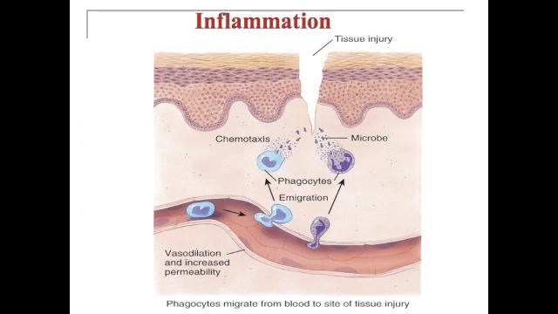And this is figure 22.10 on page 862. This details inflammation. There are three stages of inflammation: vasodilation and increased permeability of blood vessels, phagocytic emigration, which we talked about in a previous chapter, and tissue repair.